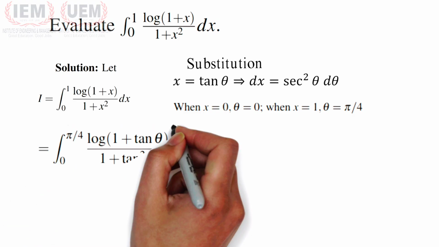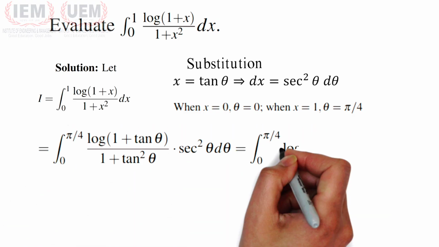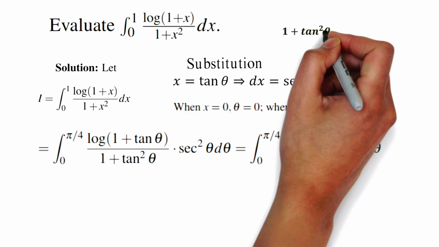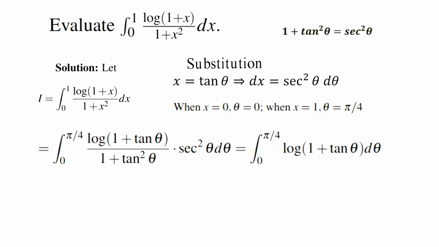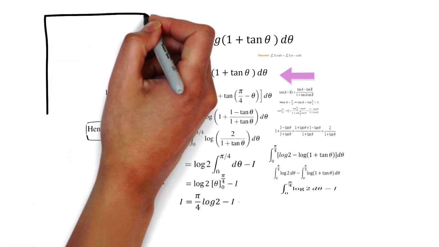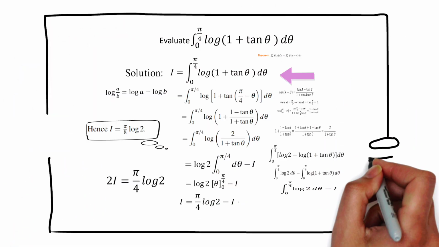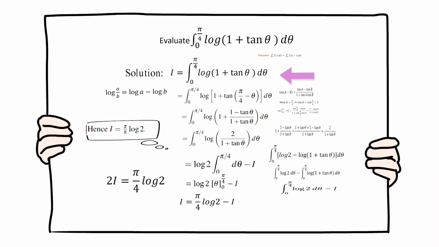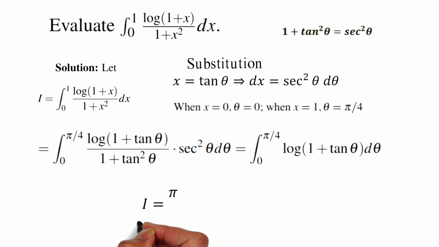Now the integral is reduced to the integral from 0 to pi by 4 of log of 1 plus tan theta, divided by 1 plus tan squared theta, times sec squared theta d theta. Now we know that 1 plus tan squared theta equals sec squared theta. Thus we have the integral from 0 to pi by 4 of log of 1 plus tan theta d theta. Now this problem is the same as the previous, and the corresponding value is pi by 8 times the logarithm of 2.